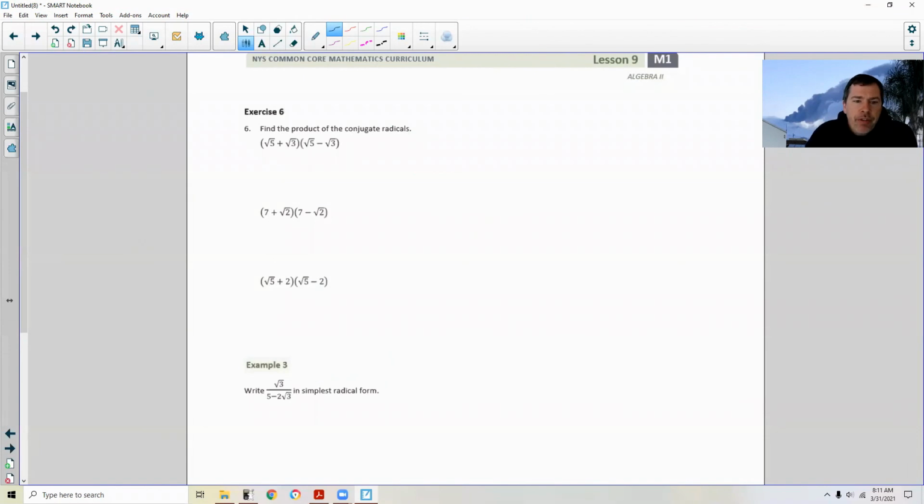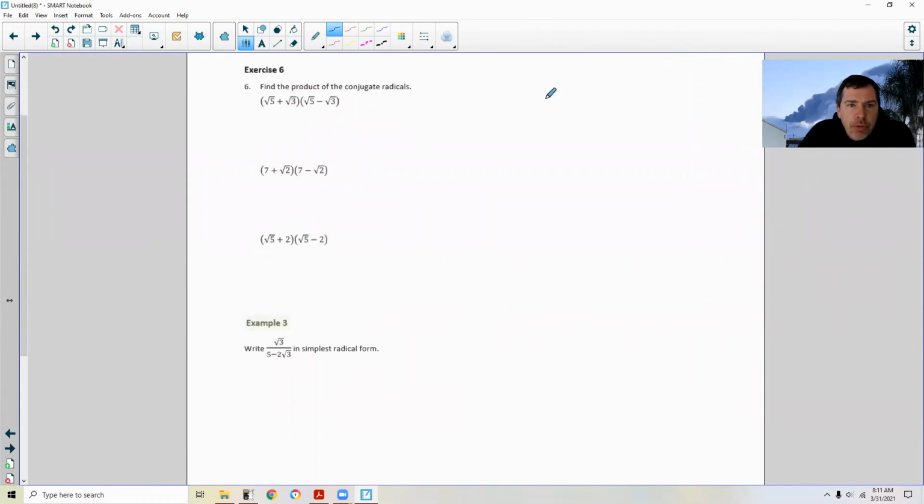Okay, page 3 is now giving us some exercises, kind of what I just did in the last examples here. I gave you some examples, but here's 3 more. So let's do this. So we're just distributing. Square root of 5 times the square root of 5 is 5. The square root of 5 times a negative, careful, positive times a negative is negative. Root 5 times root 3 is the square root of 15. And then the inside, root 3 times the square root of 5 is positive, so that's plus the square root of 15.